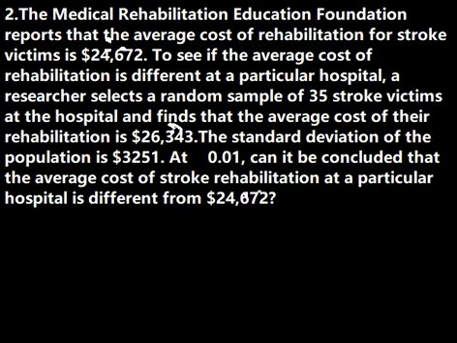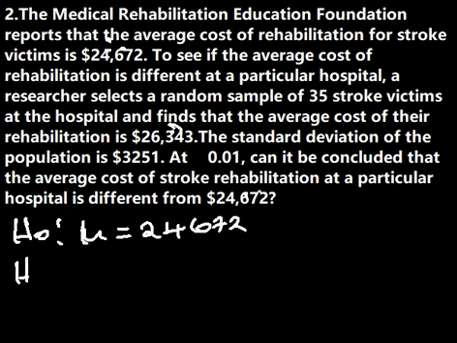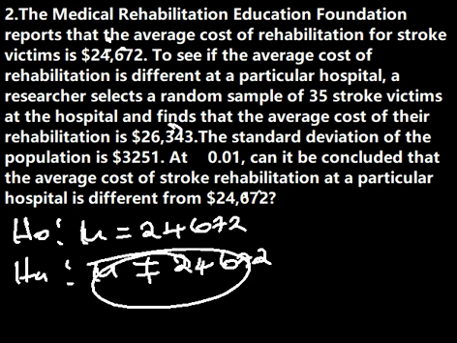So how should you go about that one? Now the null hypothesis will be given as mu is equal to 24,672. That is the null hypothesis. And what is the alternative hypothesis? We'll have it as mu is not equal to 24,672. So this is the two-tailed test.